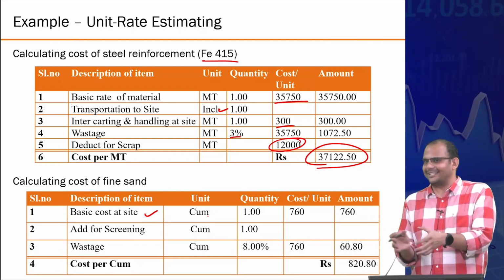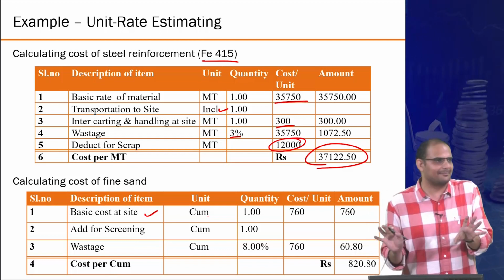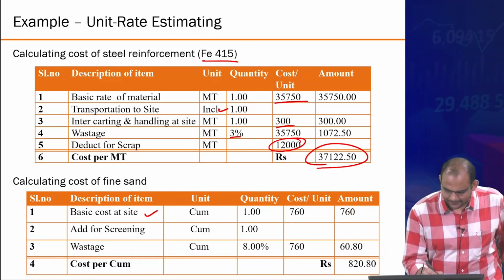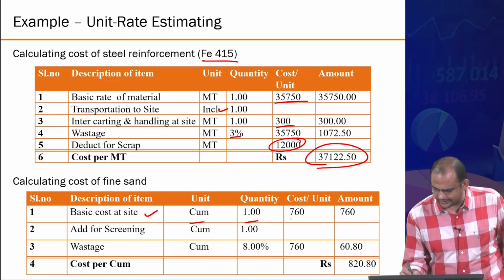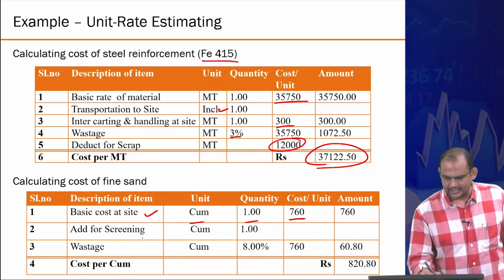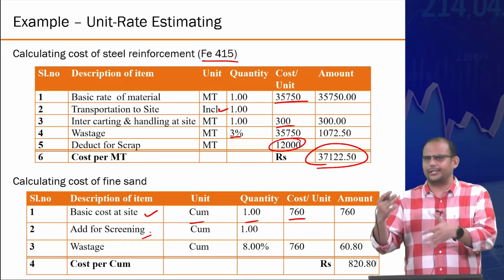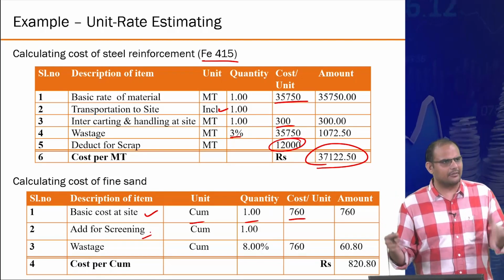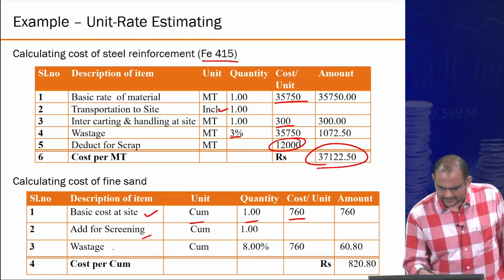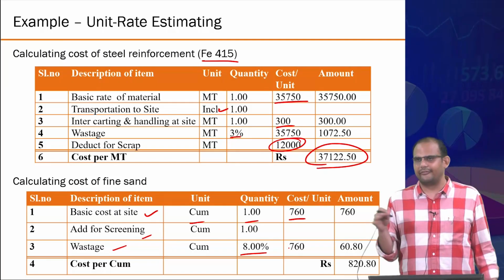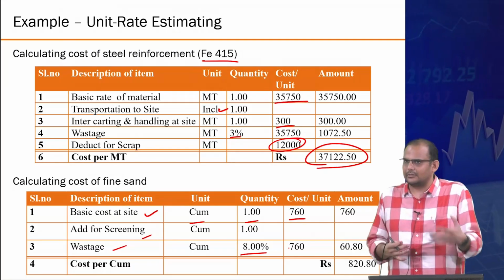This is how the cement industry is, or this is how in general the construction business is, right? There's all sorts of units that you need to deal with. So basic cost at site in cubic meter, 1 cubic meter, 760 rupees. Some screening you need to do sometimes. The sand is not pure. You need to pass it through multiple sieves to get only the good content. Some wastage also happens, assuming 8%, because sand comes with a lot of impurities in it.